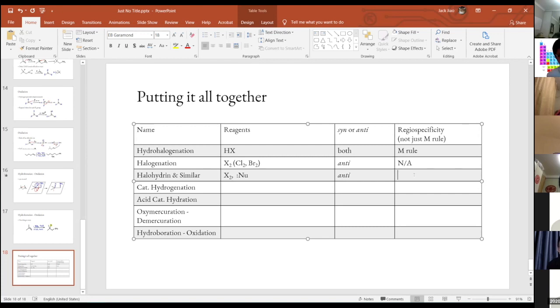Markovnikov's rule obviously involves hydrogen, so there is no hydrogen in here. So how would you change Markovnikov's rule, how do you explain this? Basically the nucleophile is added to whichever carbon has more substituents. Okay, so the nucleophile goes to the more substituted carbon.